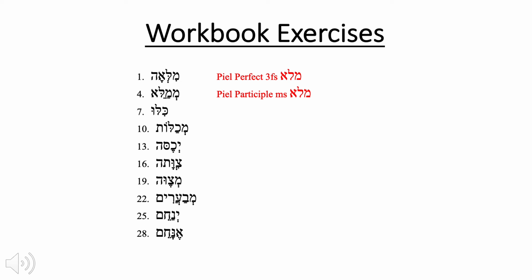Number 4 is a PL participle marked by the mem with the shva. Again, we have the dagesh in the lamed confirming that it is indeed PL. A PL participle masculine singular. Let's move on to number 7.